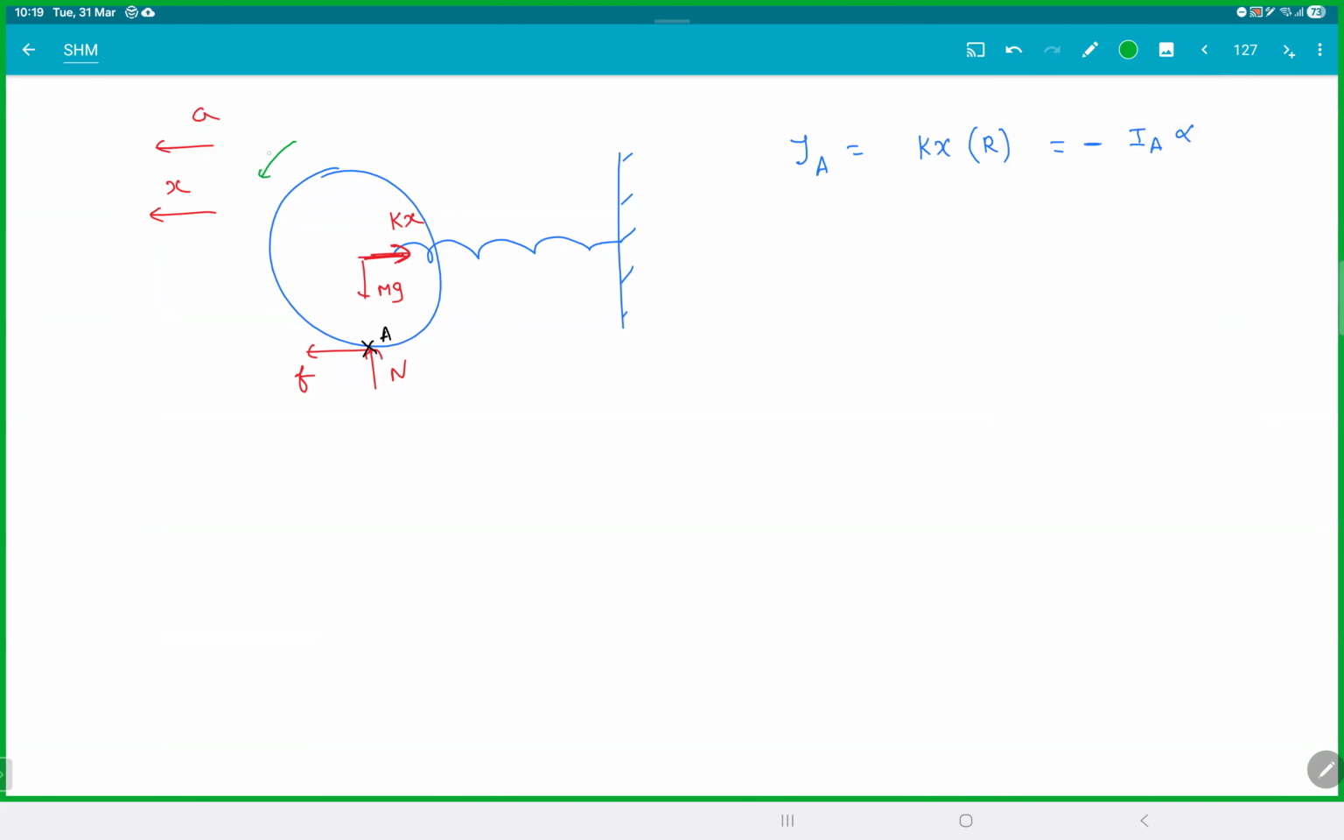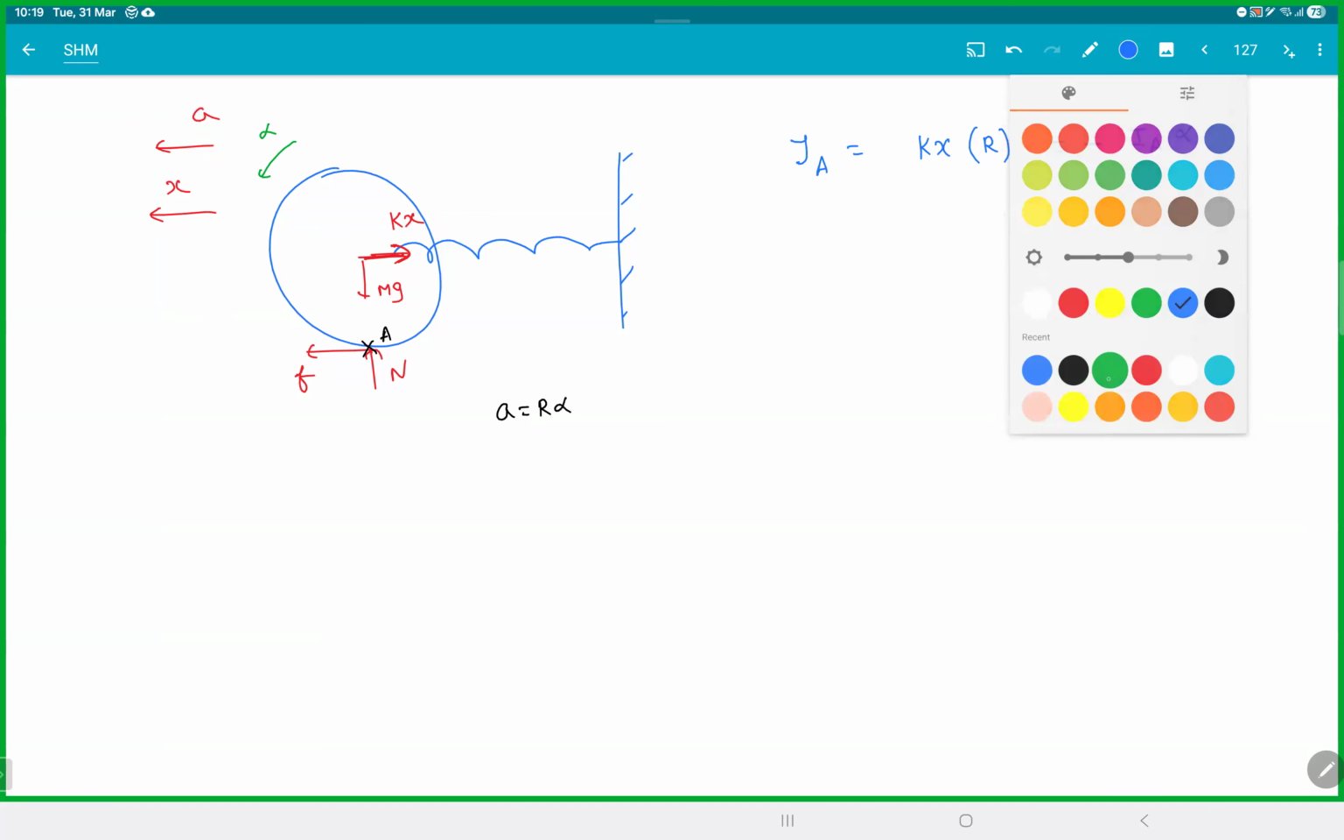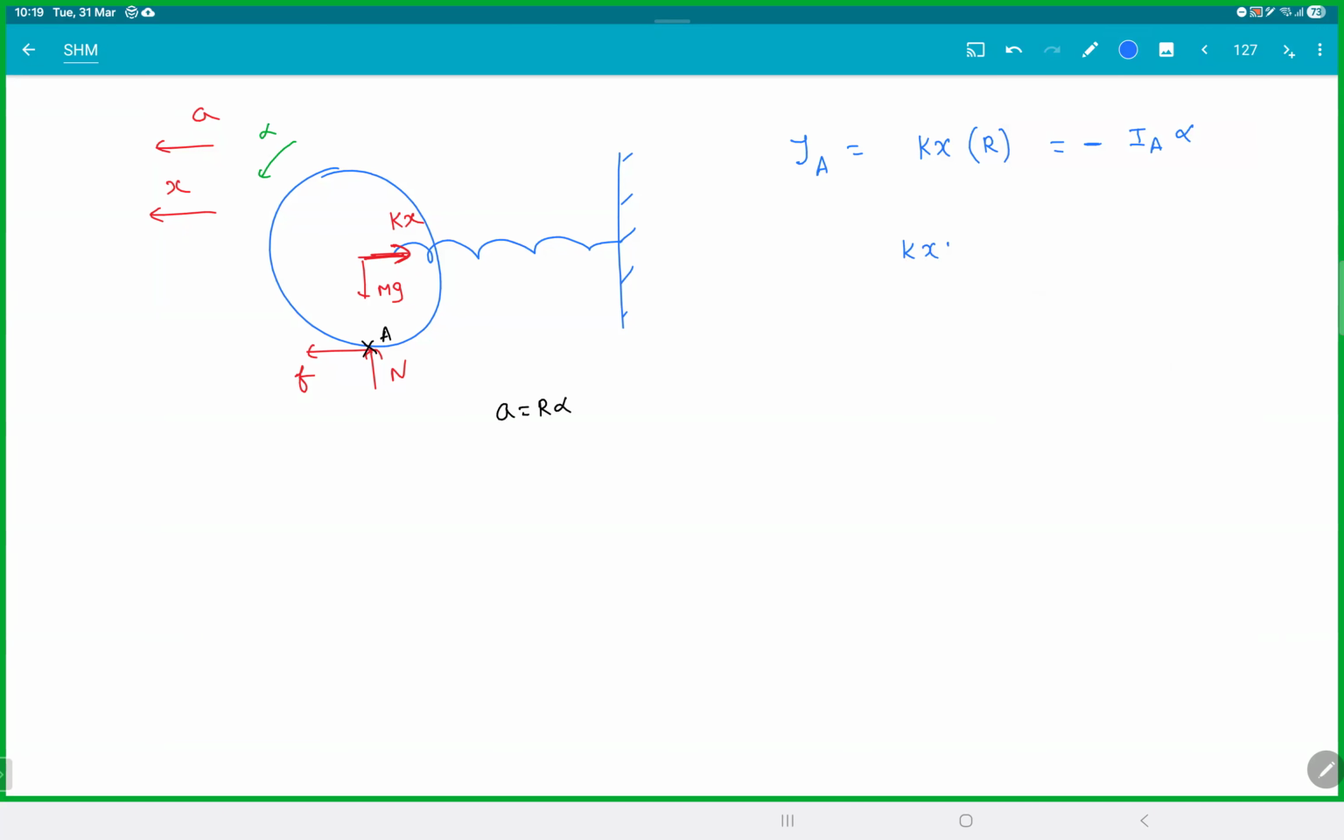So we are taking alpha this way. And since it is not slipping here, a is equal to R alpha on the ground. So this would be kxR and I about A will be, by parallel axis theorem, mr square by 2 plus mr square, 3 mr square by 2, alpha. a is equal to R alpha, so we get a is equal to minus 2kx by 3m. Therefore, time period will be 2 pi root over 3m by 2k. That was the easy thing.